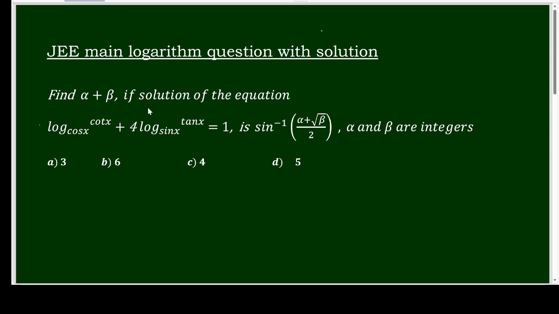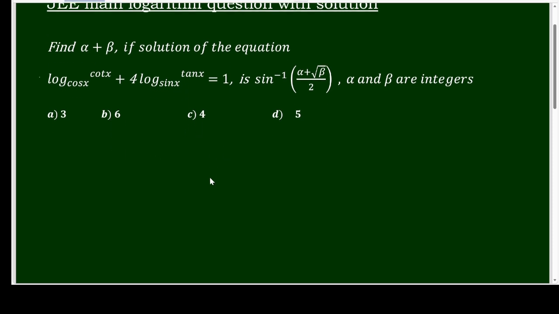Find alpha plus beta. The solution of the equation log cot x base cos x plus 4 log tan x base sin x equals 1, if sin inverse of alpha plus square root beta by 2 is the solution and alpha, beta are integers. Then the four options are given. Alpha plus beta is 3, 6, 4, 5.